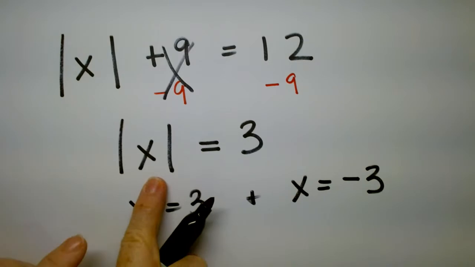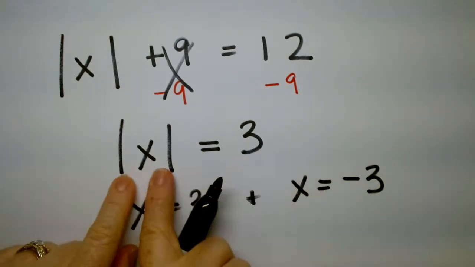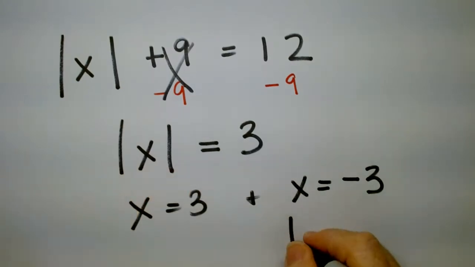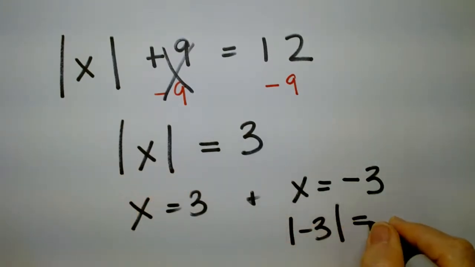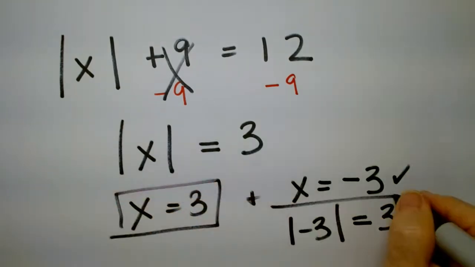Because if I put a 3 in here, 3 equals 3. That's easy. But if I put a minus 3, put the minus 3 in the absolute value. Absolute value of minus 3 is 3. So this works too. So we have 2 solutions.